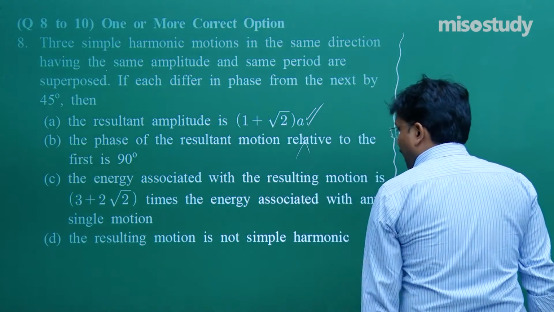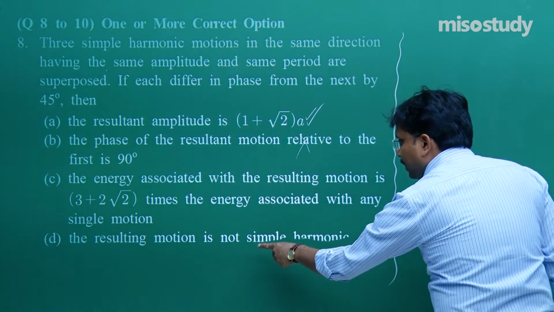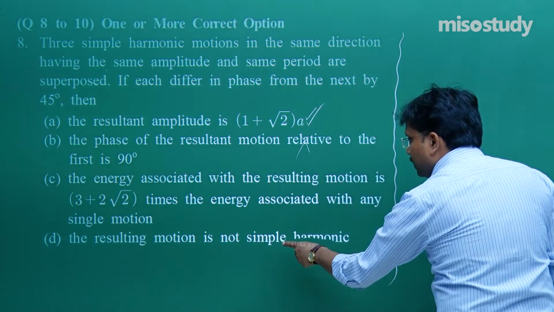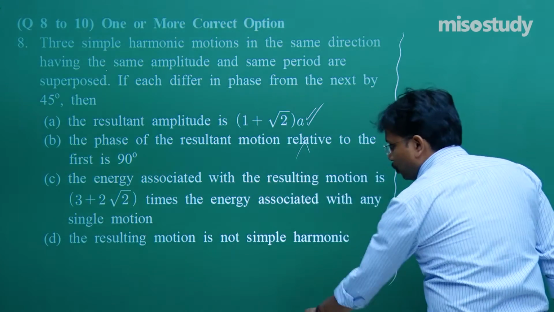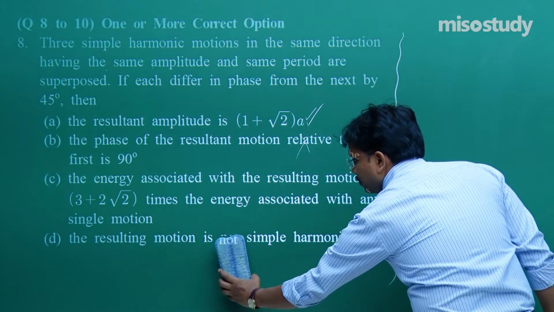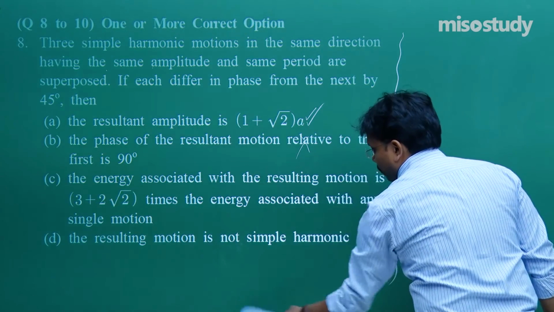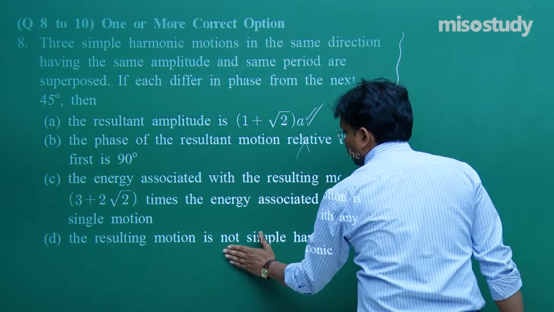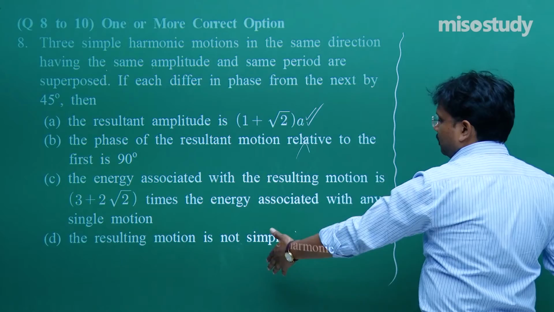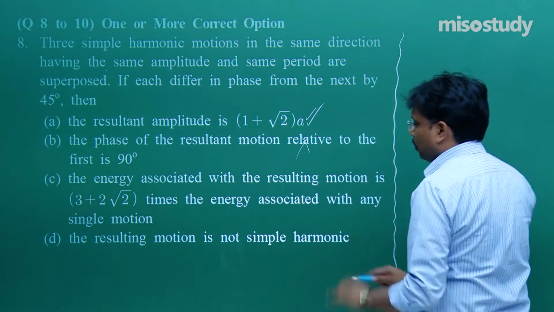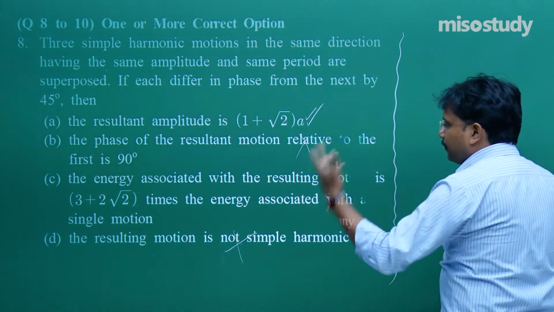Now D is saying the resultant motion is not simple harmonic, which is also incorrect. The resultant motion is simple harmonic. So this is again incorrect. If this is not, then it is correct, but it is saying not simple harmonic, so it is not correct. Incorrect. So only option C is left that we have to check.